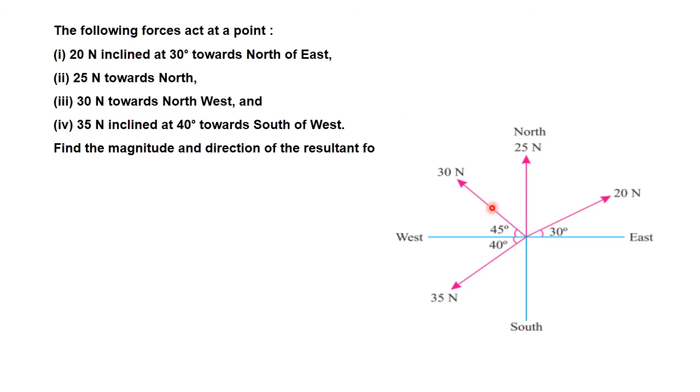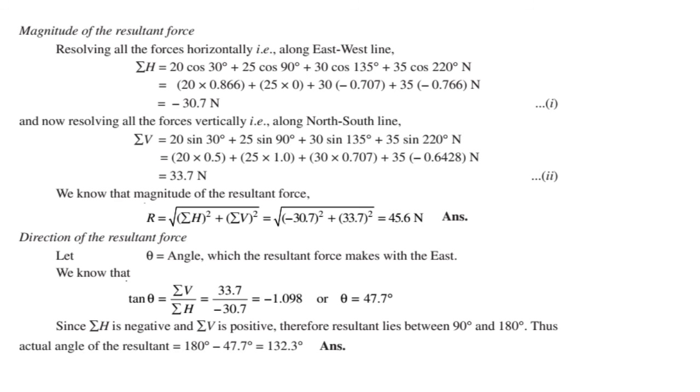30 Newton towards the northwest. Inclination is given here, it is not mentioned, it should be mentioned. Okay, 35 Newton at 40 degree toward the southwest. Okay, find out its resultant. So in the same manner we can find out the resultant. This next slide. Sorry. So without seeing the solution, try to solve it by yourself and match with the answer.